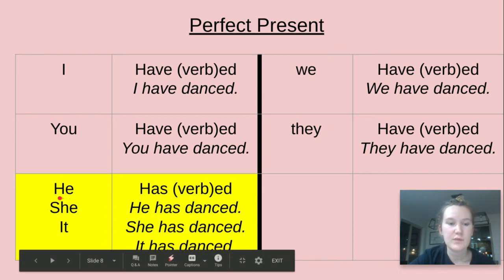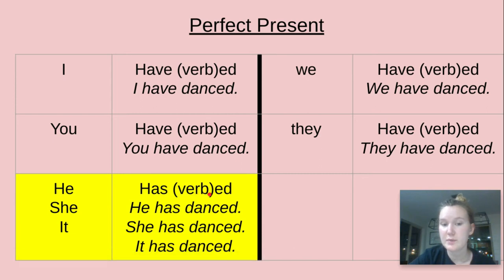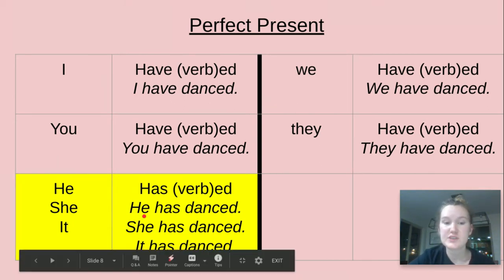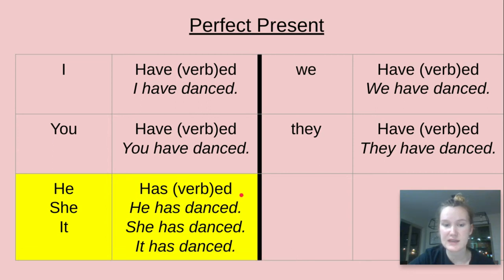So here we have he, she, and it. And we can see that we're going to add has, the verb with ed on the end. Here are some example sentences. He has danced, she has danced, it has danced. Let me just point out we have our noun, and then our whole verb right here, we have has, the verb is dance, and then an ed on the end, just like this tells us right here.